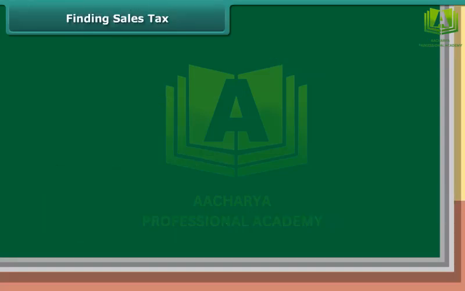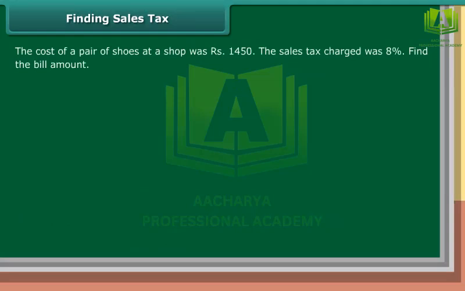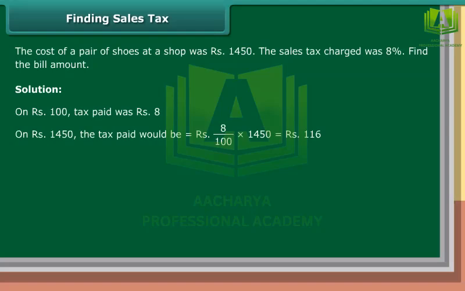Finding sales tax. The cost of a pair of shoes at a shop was rupees 1450. The sales tax charged was 8%. Find the bill amount. Solution. On rupees 100, tax paid was rupees 8. On rupees 1450, the tax paid would be rupees 8/100 × 1450 = rupees 116.